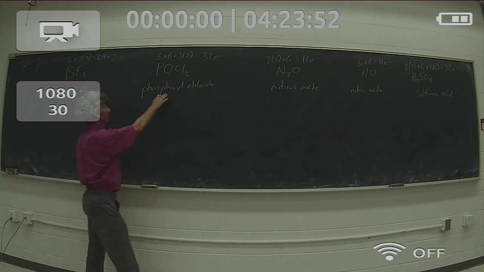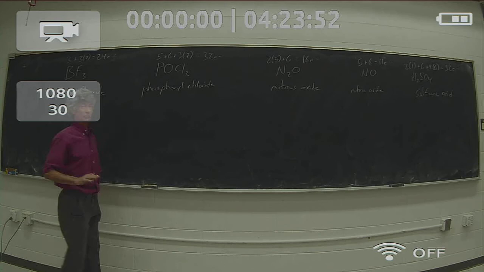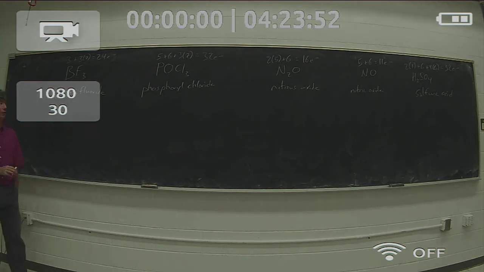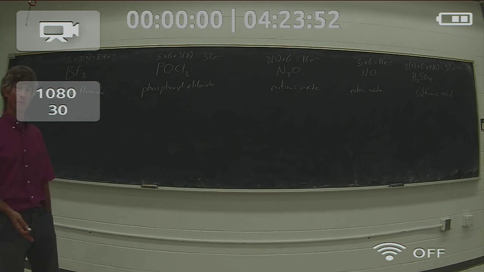Phosphoryl chloride or phosphorus oxychloride actually looks a lot like phosphorus trichloride, except that instead of having a lone pair on phosphorus, it has an additional outer atom, in this case an oxygen. So step 1 was to count the valence electrons. We have to get that right. If you have the wrong number of electrons in your Lewis structure, everything else about your Lewis structure is wrong.